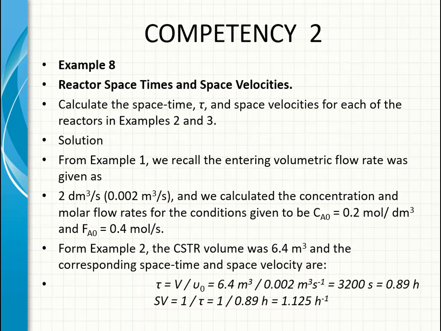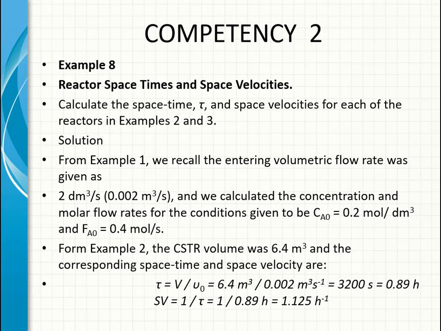Example: reactor space-time and space velocities. Calculate the space-time tau and space velocities for each of the reactors in examples 2 and 3. Solution. For example 1, we recall the entry volumetric flow rate was given as 2 liters per second or 0.002 cubic meters per second. And we calculate the concentration and molar flow rate for the conditions given to be CA0 equals 0.2 moles per liter and FA0 is 0.4 moles per second.